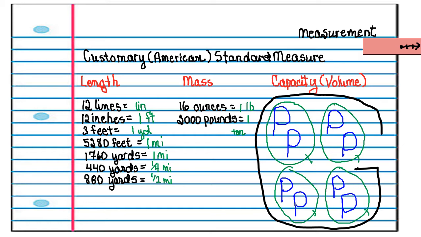The next one I'm going to do is cups. And inside of every P, what I'm going to put is 2 C's. There are 2 cups inside of every pint. So therefore, there are 4 cups in a quart, and 4 times 4, there are 16 cups in a gallon. I did say that wrong earlier.